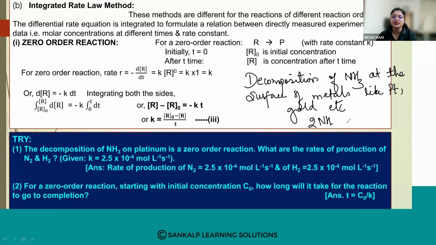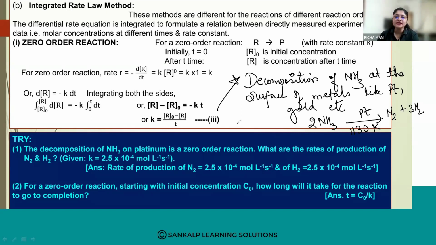So suppose 2NH3, in the presence of platinum at a high temperature of 1130 K, gives you N2 plus 3H2. So this is a zero order reaction. It is independent of the concentration. So the decomposition of ammonia at the surface of metals like platinum, gold, etc. is an example of a zero order reaction.